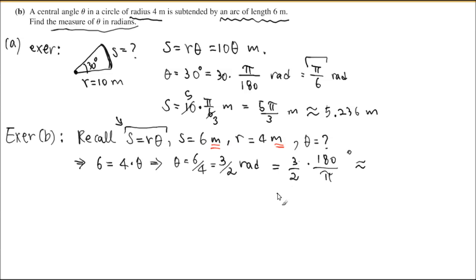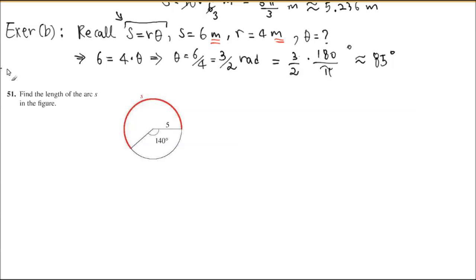Nothing happens to that part, and you multiply that. So let me get the number 1.5 times 180 divided by pi in decimals. I'm just going to take 85, to give you a rough idea. It's almost a 90-degree sector. That's what we have. This is our exercise again.